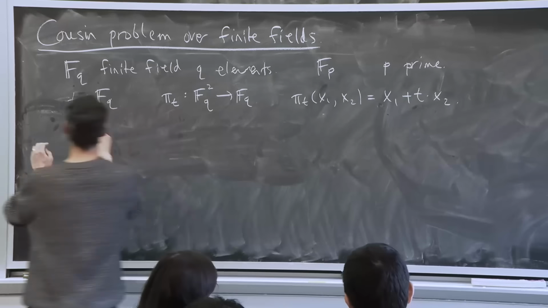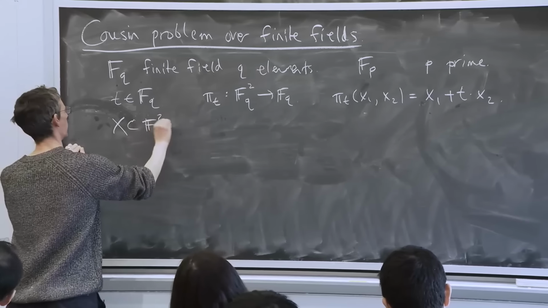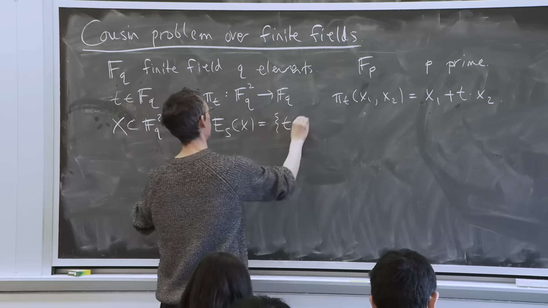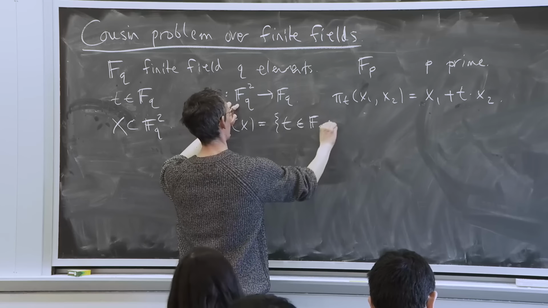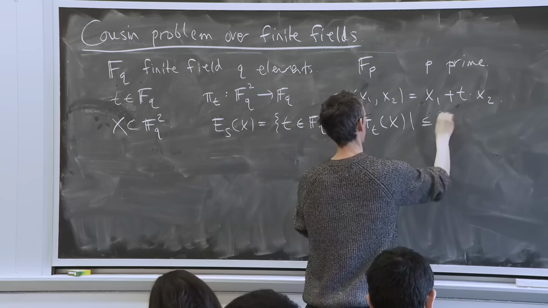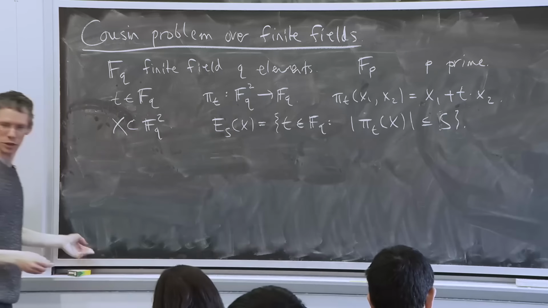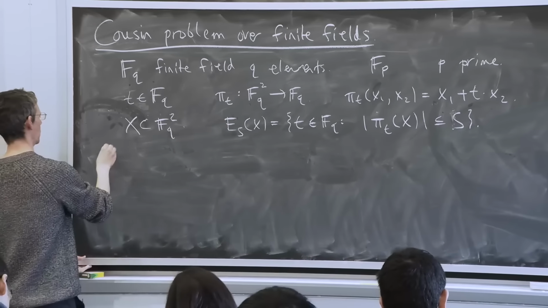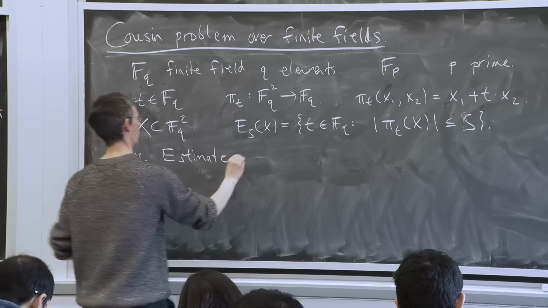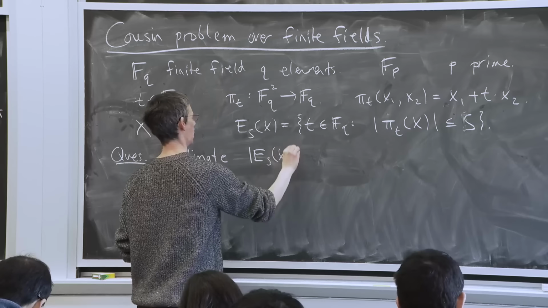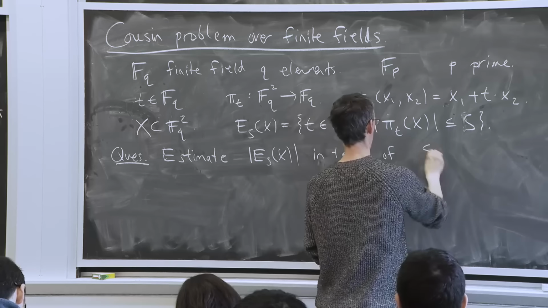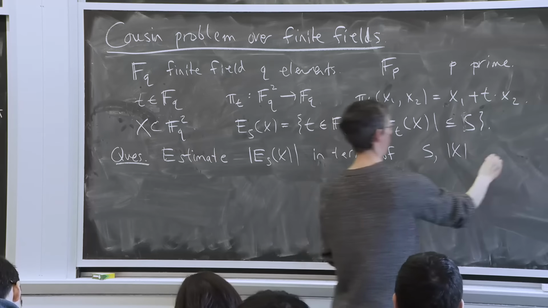OK. So now let's say x is in FQ squared. And ES of x is the set of T, so the T just live in FQ, with the property that pi T of x is at most S. And now we can ask the same question. Estimate the size of ES of x in terms of S and x, ideally, and I guess maybe Q.